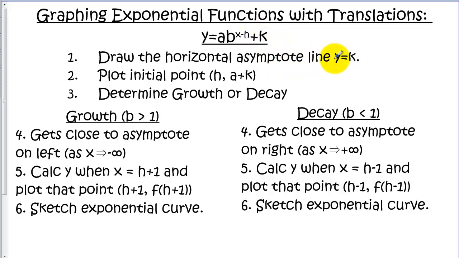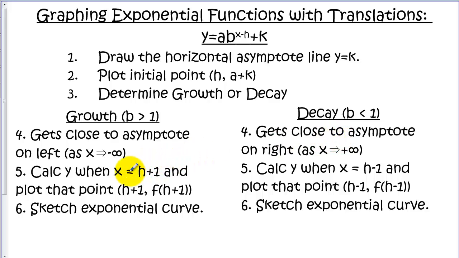So we'll first start out drawing our floor, which will be y equals k. Now our initial point, our y-intercept, where the A is, has been shifted to the right or left by h and up or down relative to the asymptote. So we can use this formula, if you can remember it, to find the initial point. And then again, if it's growth, we get close on the left. If it's decay, close on the right.